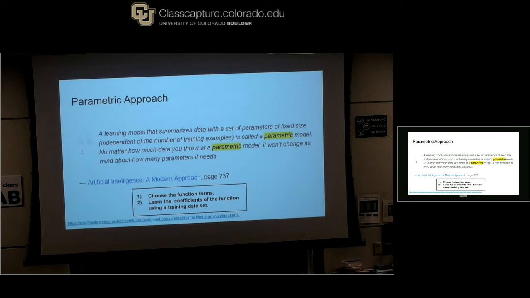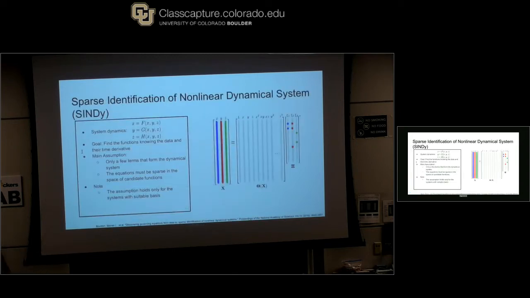In our big group, we did two different approaches, parametric and non-parametric. I think you all have heard about so many machine learning models throughout the school, but I put this definition here, you can read it. What I think about the parametric approach is that you choose a bunch of function forms, and then you learn the coefficients of the function forms through the training data. So for the parametric approach, we use the model called SINDy. The acronym is SINDy, but the long form is Sparse Identification of Nonlinear Dynamical Systems.